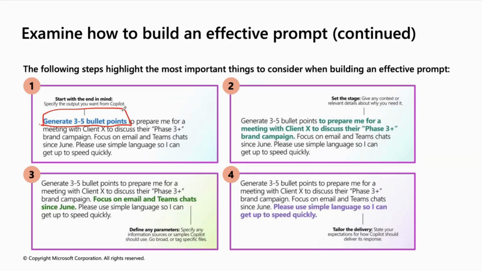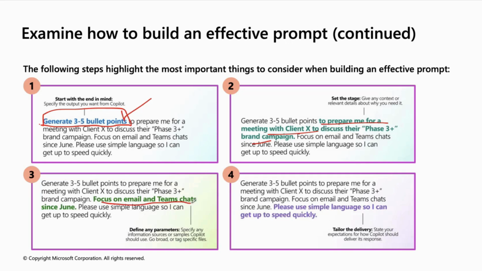So this is your goal. You want Copilot to do it for you. This is the output that you want Copilot to do for you: generating 3 to 5. This is the goal. Next is to prepare me for the meeting with client. This is the context you are setting, like why you want this response, who you are.